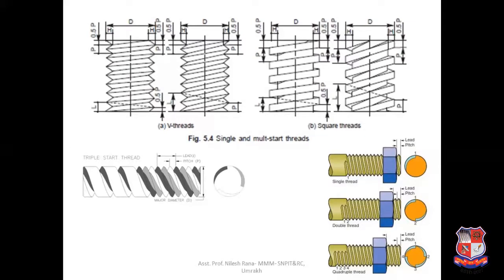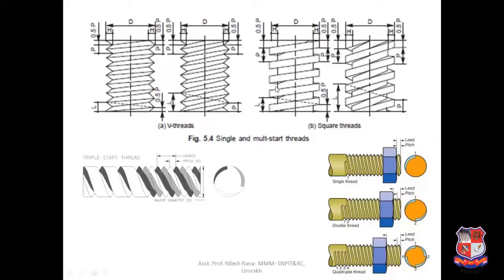Now here you can see the lead value is 3 times the pitch. It means if the pitch value is, suppose, 5 mm, then here it will be 10 mm. It means the nut will travel 10 mm in one revolution. And in this case, the nut travels 5 mm in one revolution. This is a single start thread and this is a double start thread.